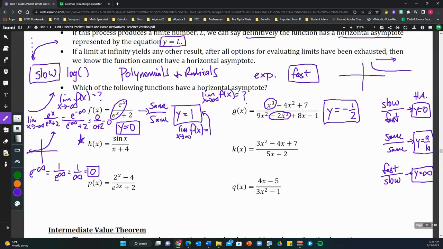All right, so now let's dive down to this one. h of x equals sine of x over x plus 4. Again, we want to consider both of these limits: the limit as x approaches negative infinity of f of x, and the limit as x approaches positive infinity of f of x. So for the negative infinity part, if I plug really big negative values into the numerator, this sine of x function is a special one.